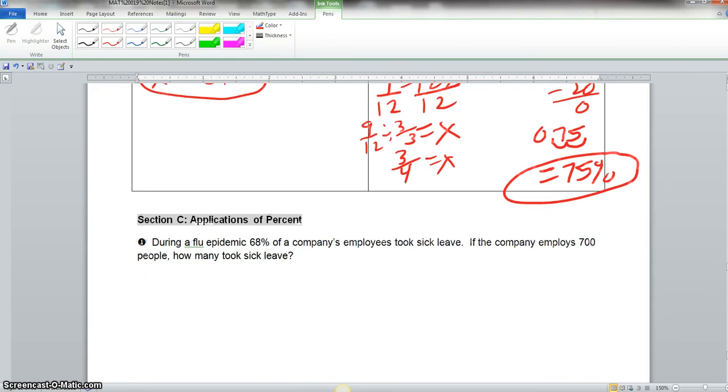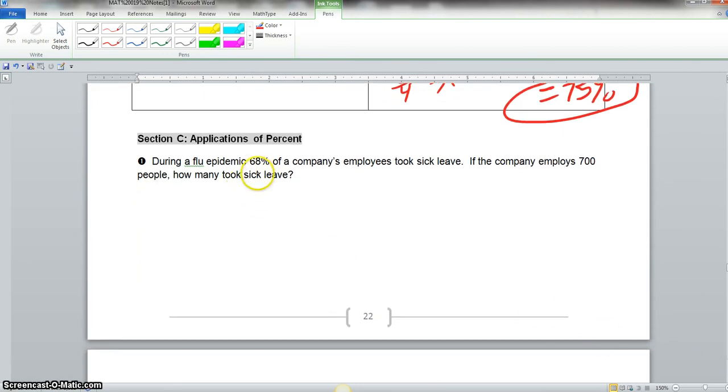Now we scroll down to section C. During the flu epidemic, 68% of a company's employees took sick leave. If the company employs 700 people, how many took sick leave? So we have 68%, which we would write as a decimal, 0.68. And the company employs 700 people, so we'll multiply that by 700, and this would determine how many people took sick leave.